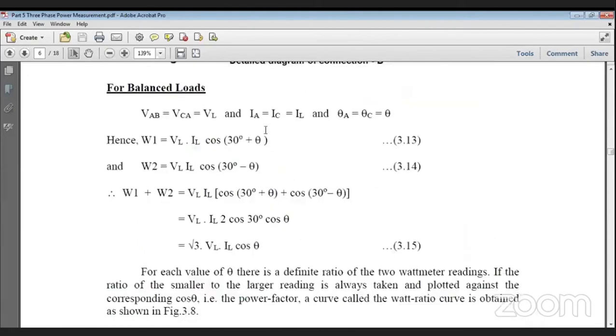Then W1 plus W2, if you just do the addition, you will see that it comes to root 3 VL IL cos theta. And this is exactly the equation that you got in your other class, that is, the power in a balanced load. Now, this has to be true because we proved that this measurement is correct from first principles, that means through that integration equation. Whereas this is a derived equation from the phasor diagram, so it has to give you the total power. Otherwise, there is something wrong with the phasor diagram.